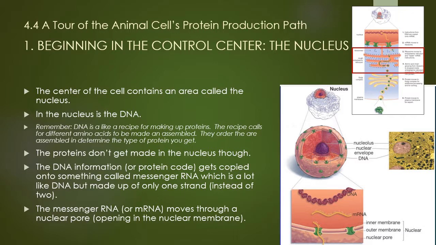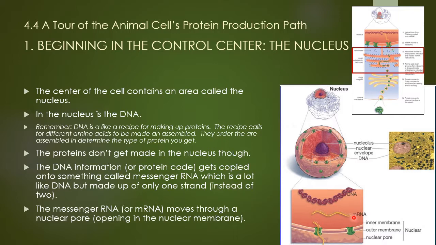But the proteins don't actually get made in the nucleus, and the DNA does not ever leave the nucleus. The DNA is super important. We don't want it to get compromised, or everything in the cell would not work, and everything in that living organism wouldn't work. So there's a clever way that this gets done: the DNA, instead of ever leaving the nucleus or getting messed with, gets copied onto something called messenger RNA.